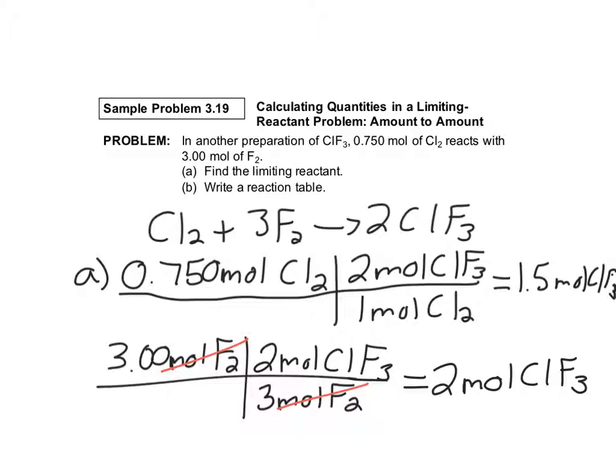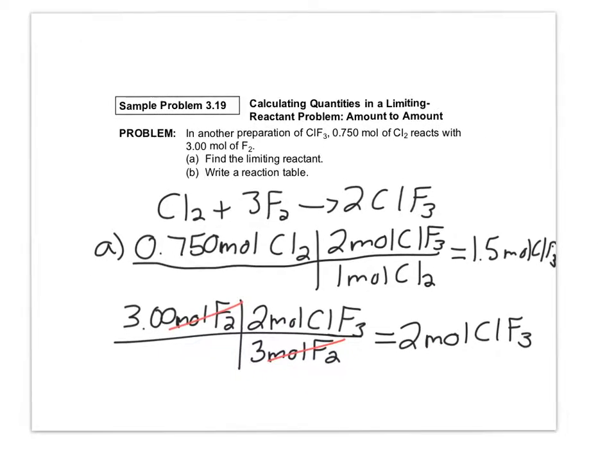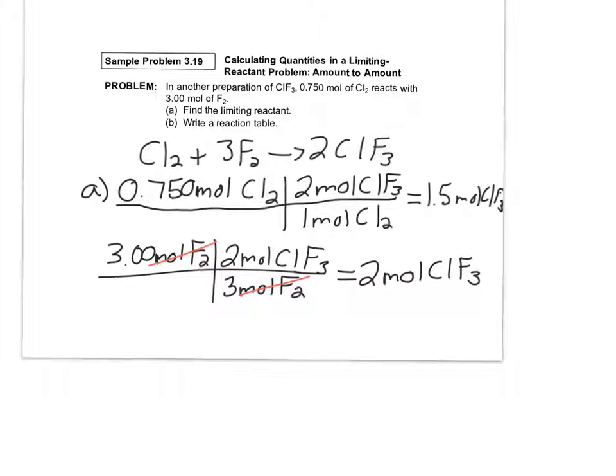Okay. So now I have to figure out which one's the limiting reactant, and the answer to that question is always the one that you can make the least product. So I can only make 1.5 moles here, so that means that Cl2 is my limiting reactant. I don't have enough Cl2 to make 2 moles. I'm never going to be able to make 2 moles. Even though I've got enough fluorine to make 2 moles, I do not have enough chlorine to make 2 moles. I can only make 1.5. So that's my limiting reactant. So let me write that down. Cl2 is limiting.